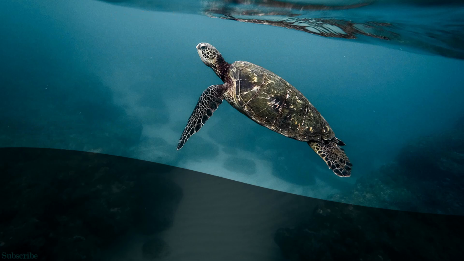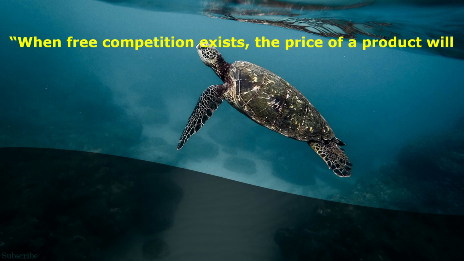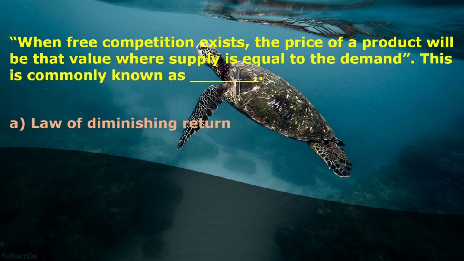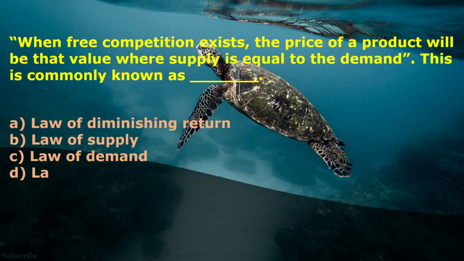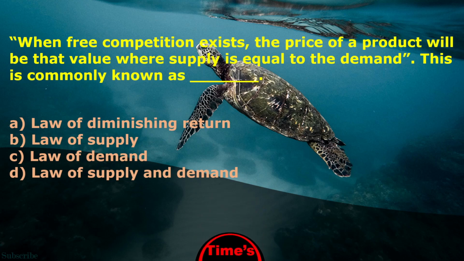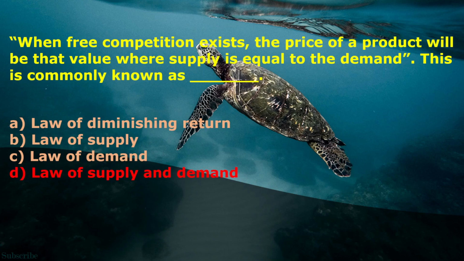Question number 9. When free competition exists, the price of a product will be that value where supply is equal to the demand. This is commonly known as blank. A. Law of diminishing return. B. Law of supply. C. Law of demand. D. Law of supply and demand. The correct answer is letter D, law of supply and demand.